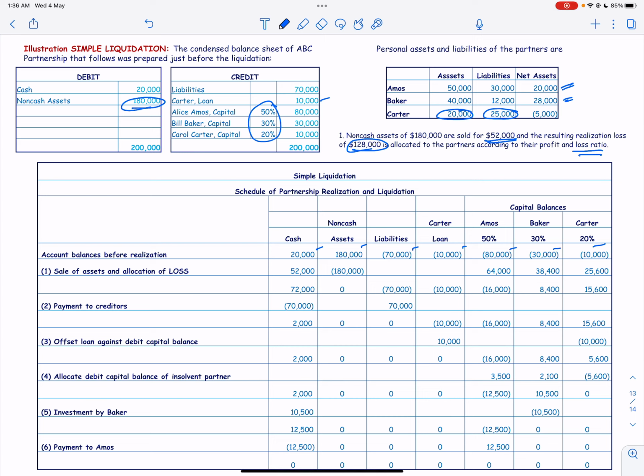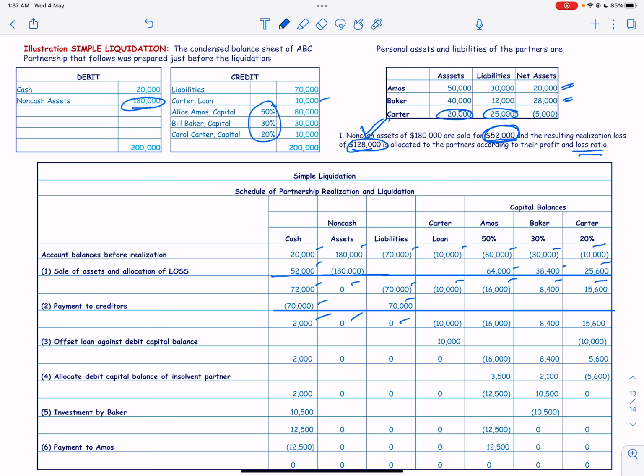Then we make the total, and the total is 72, and all these numbers are there. First we are going to pay the creditors 70,000, and again we make the total, and now we have a cash balance of 2,000, and there are no non-cash assets. We have paid off our liabilities, and these are the balances in the partners' loan account and in the partners' capital balances as well.